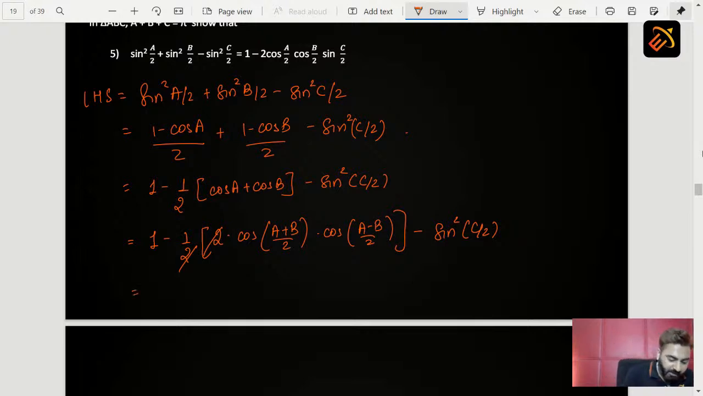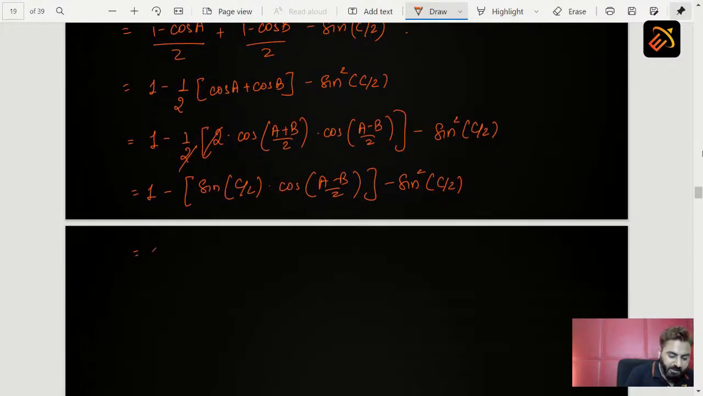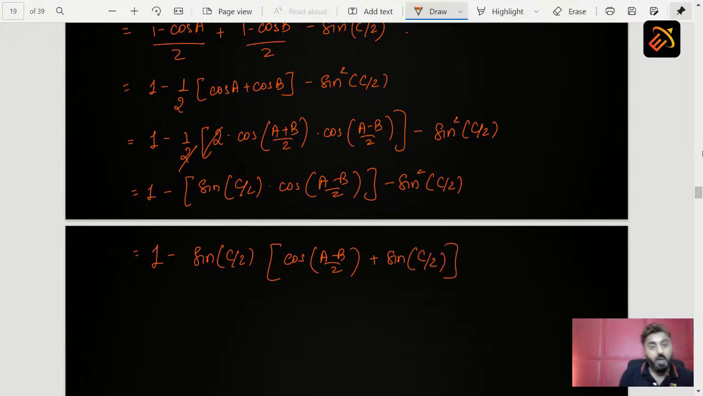तो यहाँ पे जो आगे माइनस है वो 1 माइनस ये हो जाएगा sin c/2 इंटू cos ऑफ a माइनस b/2 minus sine square c/2. So let's take this sine common. So 1 minus sine c/2 into क्या बचा, cos of a minus b/2 plus sine c/2. But what is this sine c/2? Cos a plus b/2. तो यहाँ पे मिलेगा 1 minus sine c/2 into cos of a minus b/2 plus cos of a plus b/2.